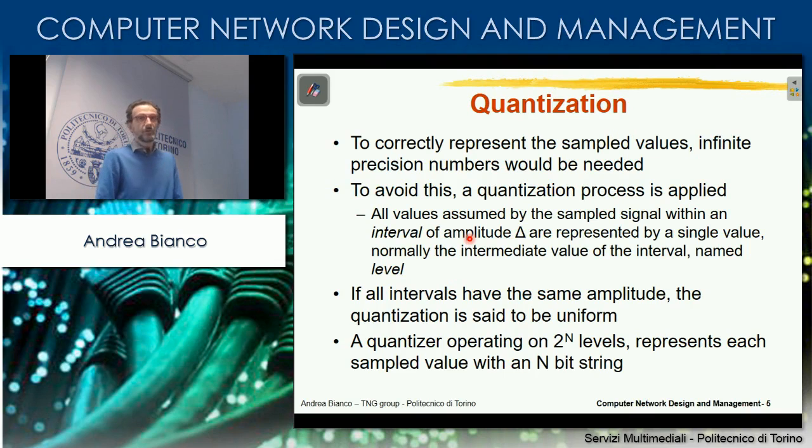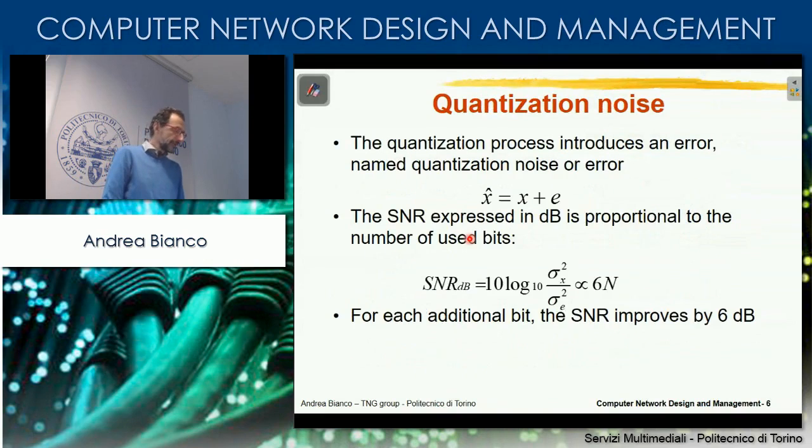If all the intervals have the same amplitude, this is called uniform quantization. And if you are operating over 2 to the n levels, you need n bits to represent each level uniquely. This is the quantization error. And the beauty of this quantization error is that it is an error that we pay a priori, so we know that we are distorting the signal by this amount, okay? So the received signal, even if you properly receive every bit, will be affected by this error that we select a priori as acceptable, okay?